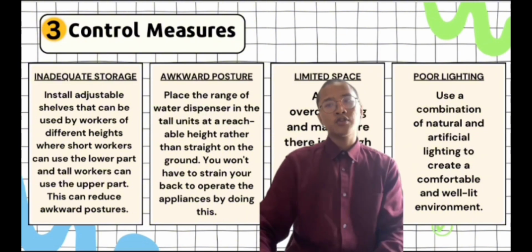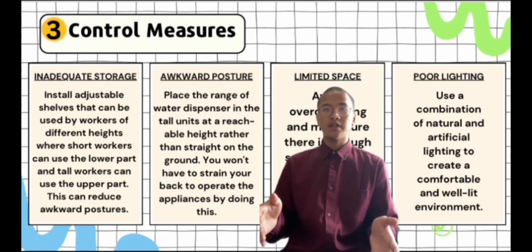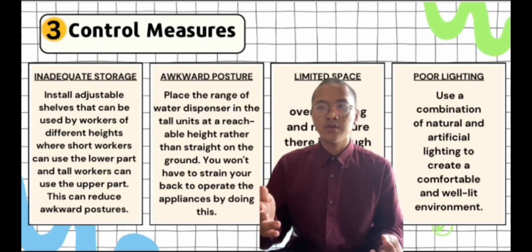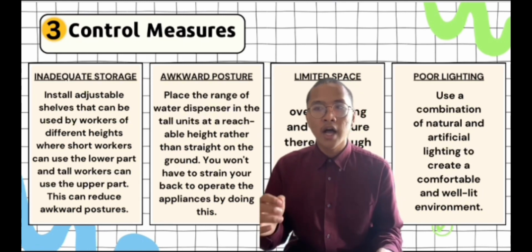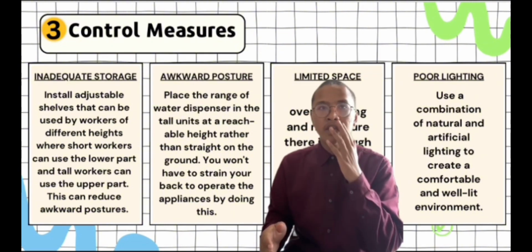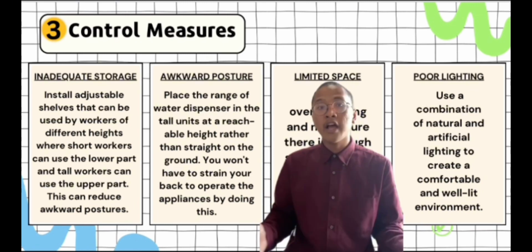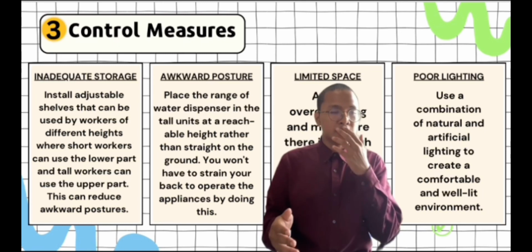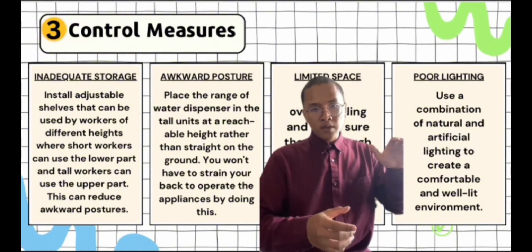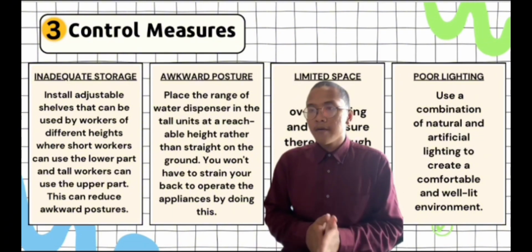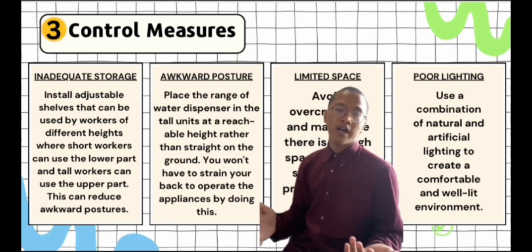The next control measure, for our next hazard, awkward postures from using the water dispenser, is to place the water dispenser at a reachable height rather than straight on the ground, meaning that the water dispenser must be put on top of something, let's say a platform, because as we can see in the picture, the water dispenser is on the ground and it's pretty low when people want to use it. That way, workers won't have to strain their back to operate the appliance.